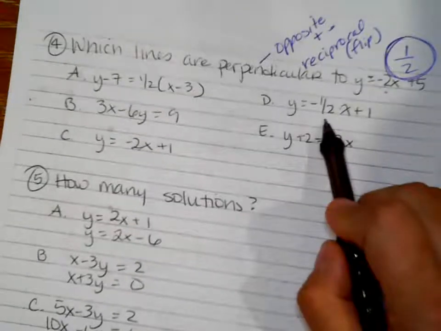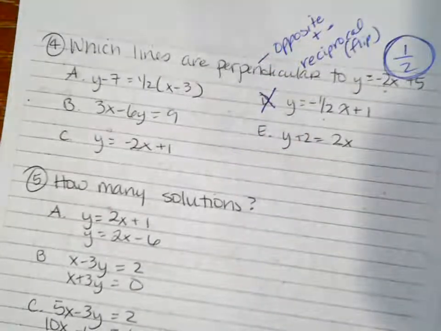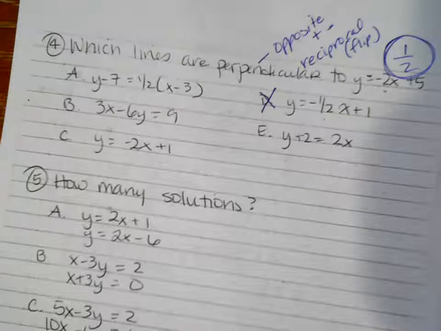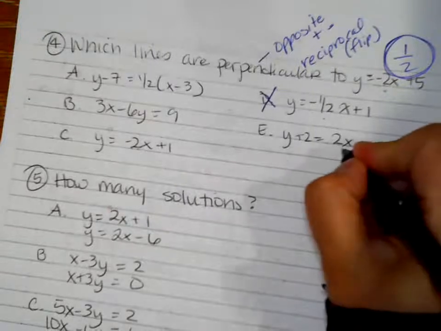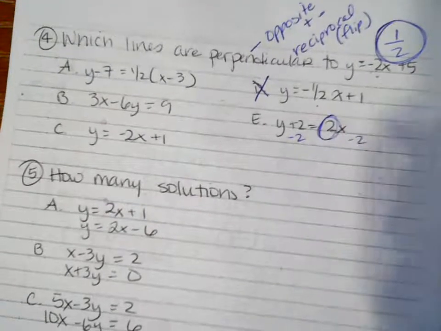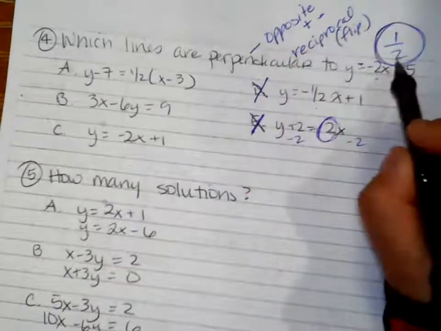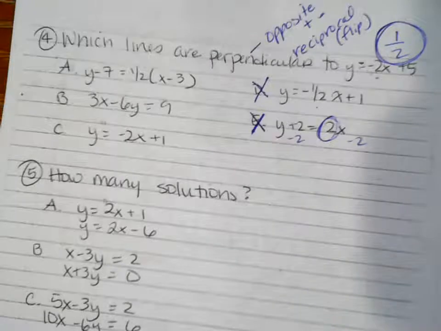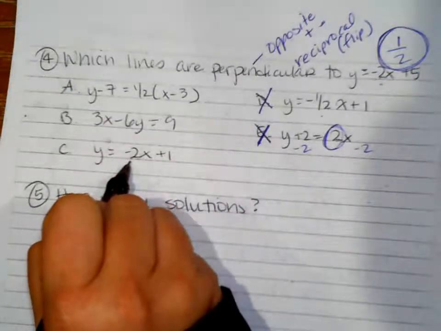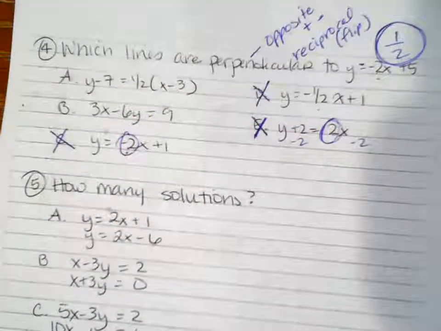So this guy right here, he's negative 1/2. He's already out. No good. The other guy right below him, okay, his slope is 2. Even if I were to subtract 2 to both sides, my slope here is still 2. That guy's no good. He is out as well. Remember, I'm looking for a 1/2. This guy right here, his slope is -2. Again, no good. Okay, don't want that either.